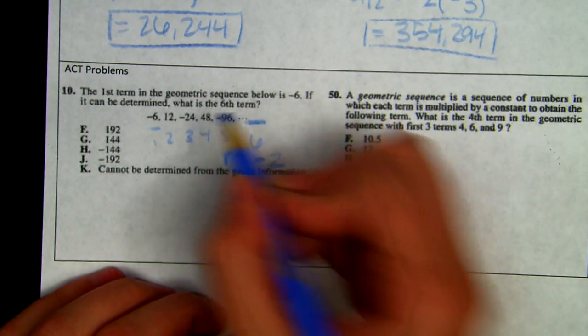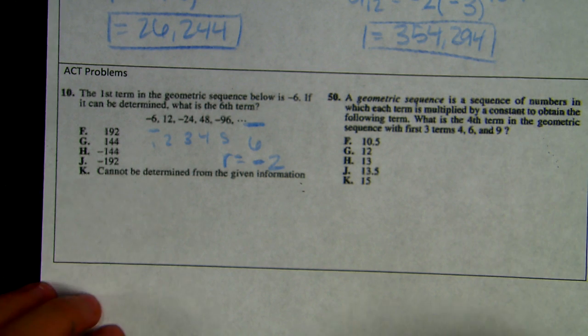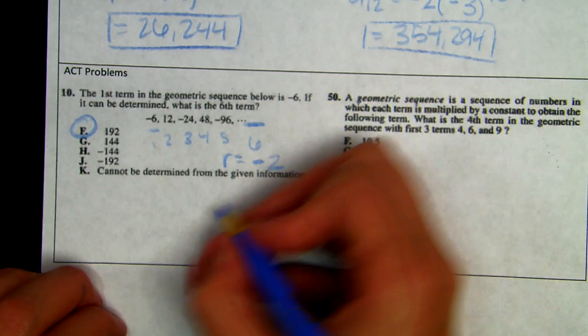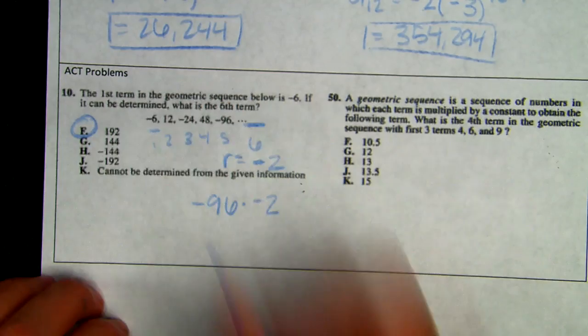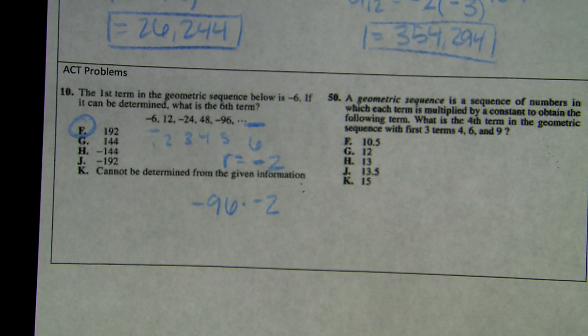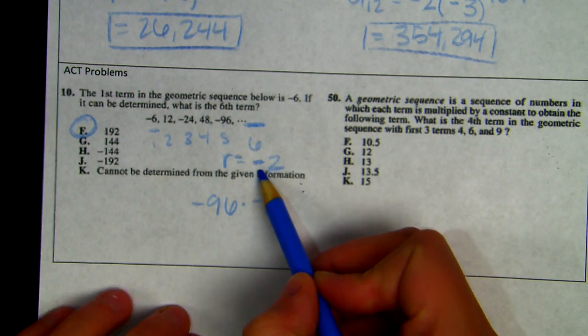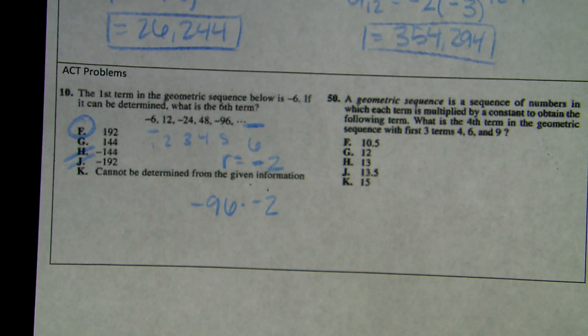Again, I can see my sign changing, so that's good that I found a negative common ratio. So I'm going to take a negative 96 times a negative 2, which gives me a positive 192. So I know my answer choice is going to be F because we're taking a negative 96 times a negative 2, and that's what I get with 192. If I was thinking about this in a multiple choice test, I can see that a negative times a negative is going to be a positive, so I can immediately eliminate choices H and J, right? Because those are negatives, and I know I'm looking for a positive answer.